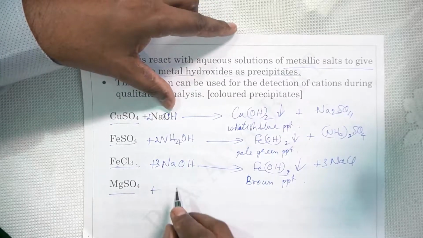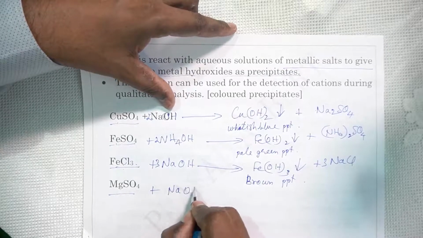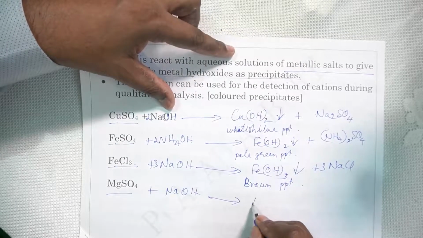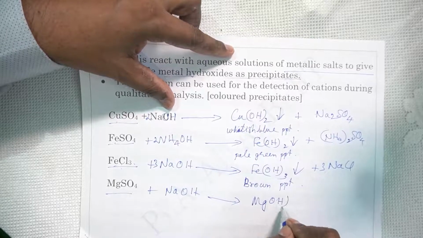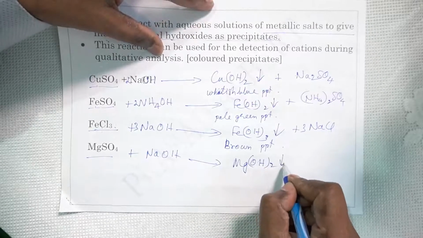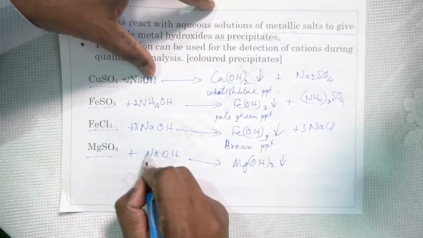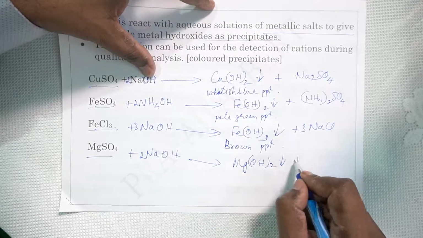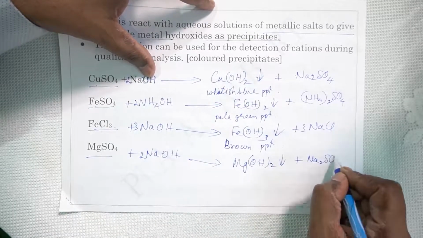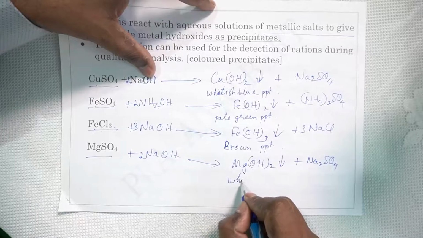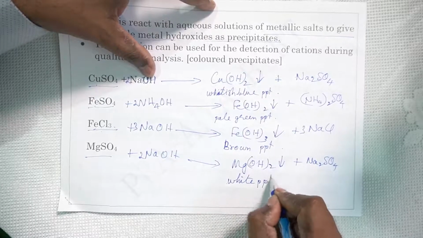Okay. Now MgSO4 plus NaOH, if you add sodium hydroxide, what you will get? You will get Mg(OH)2, magnesium hydroxide. It is divalent, so 2 NaOH plus Na2SO4. Now this is a white precipitate, white colored precipitate. So these are the characteristic reactions of bases.